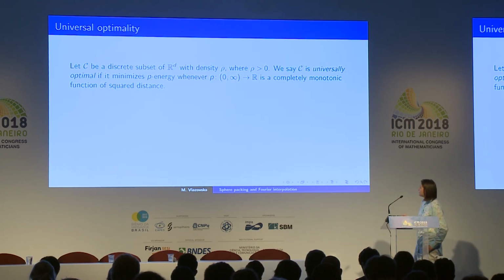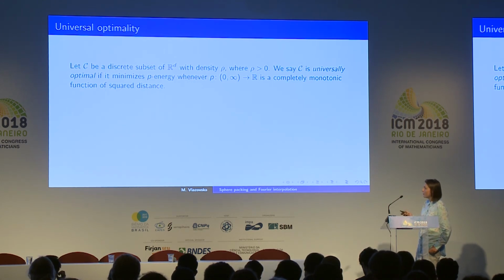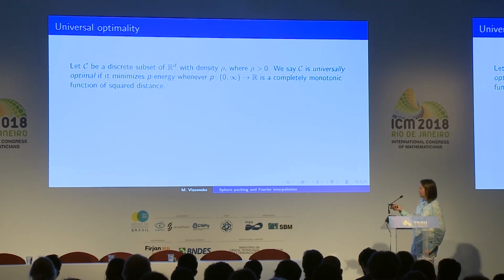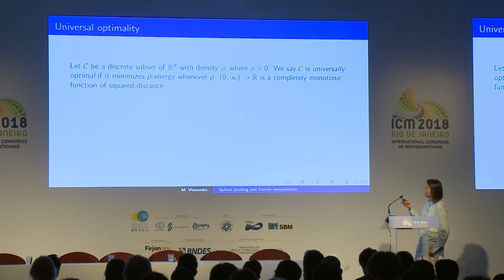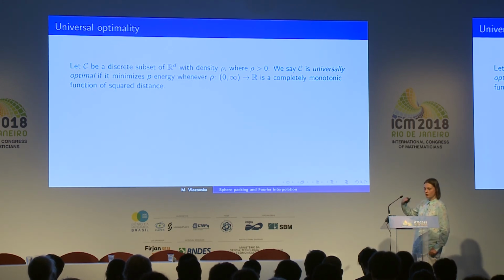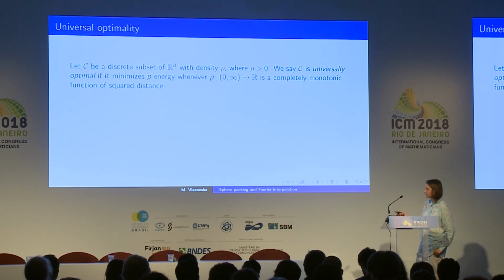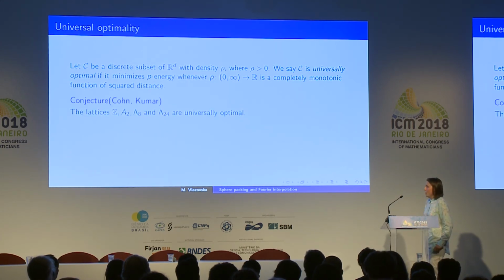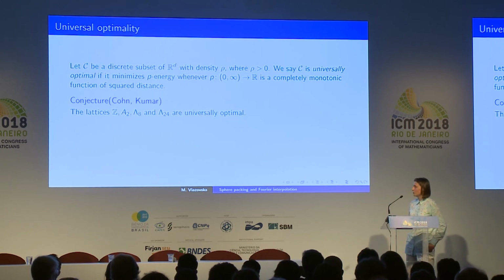And so we say that configuration C is universally optimal if it minimizes P energy for all completely monotonic functions P. So P should be a completely monotonic function of squared distance. And completely monotonic means that first it's decaying, it's convex, and all the other derivatives of P also have the right sign. And again, if we give a definition, we want to know: is there at least one object which fits our definition?